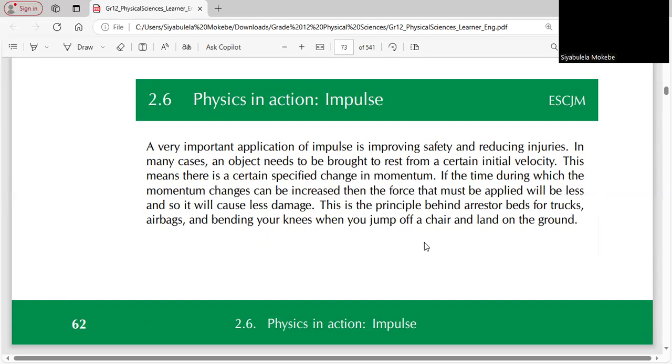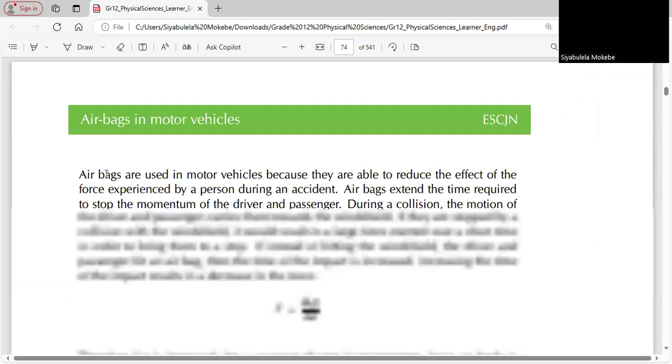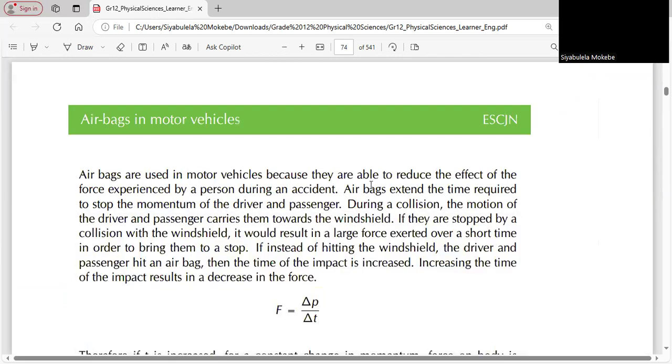Airbags are used in motor vehicles because they are able to reduce the effect of the force experienced by a person during an accident. Airbags extend the time required to stop the momentum of the driver and passenger. During a collision, the motion of the driver and passenger carries them towards the windshield. If they are stopped by a collision with the windshield, it would result in a large force exerted over a short time in order to bring them to a stop. If instead of hitting the windshield, the driver and passenger hit an airbag, then the time of the impact is increased.